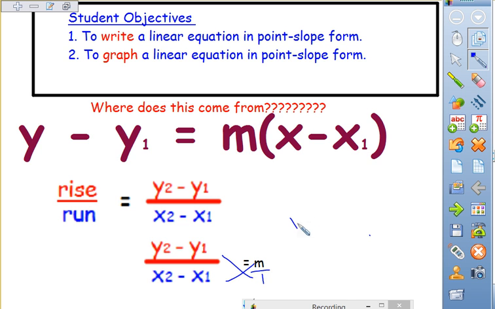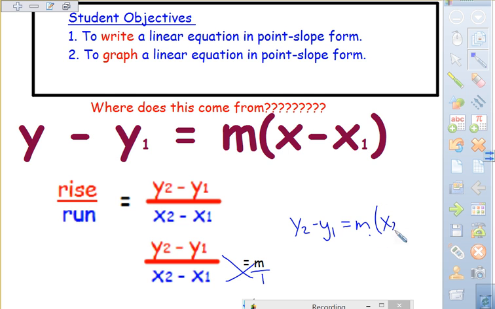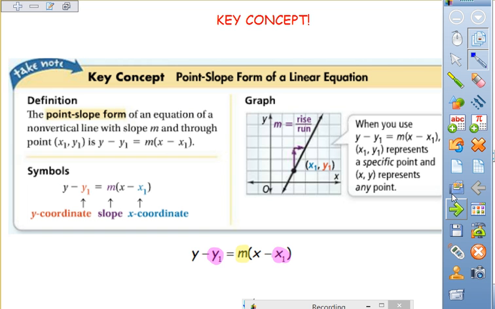I get y2 minus y1 times 1 equals m times x2 minus x1. And now this looks exactly like point-slope form, except we don't have a 2, we just have a y sub 1. But that's where this formula is coming from, our formula for slope. So let's use it today.